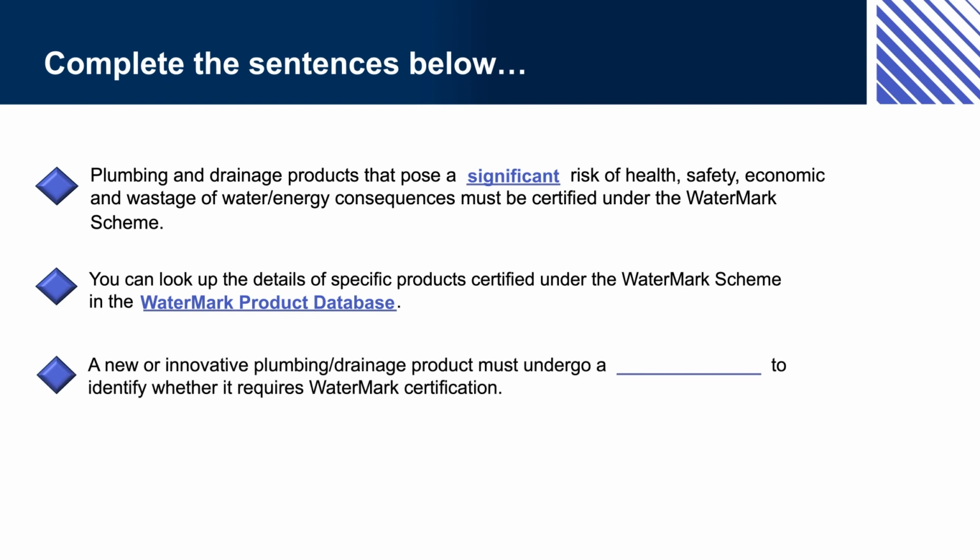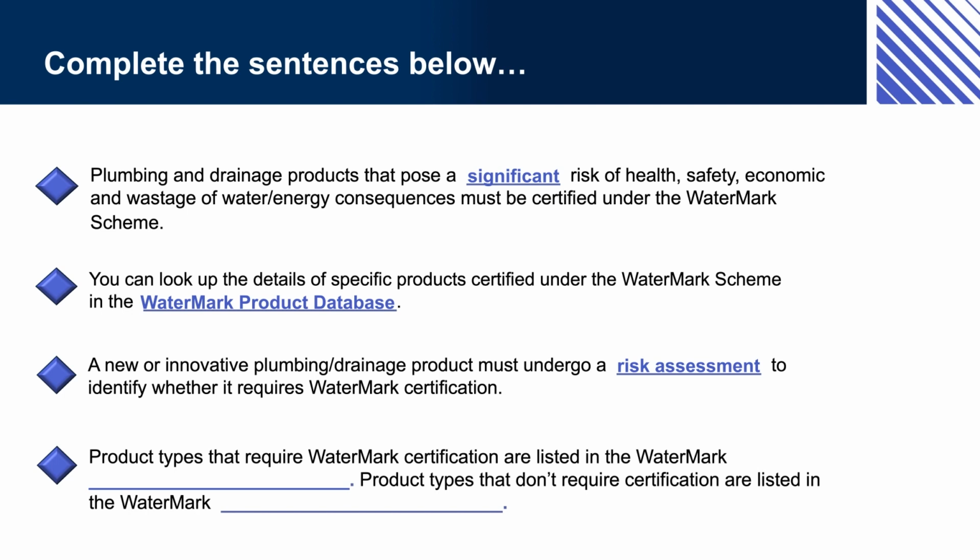A new or innovative plumbing drainage product must undergo a what to identify whether it requires WaterMark certification. If you answered risk assessment, you are correct. Product types that require WaterMark certification are listed in the WaterMark what. Product types that don't require certification are listed in the WaterMark what. If you answered schedule of products and schedule of excluded products, you are correct.